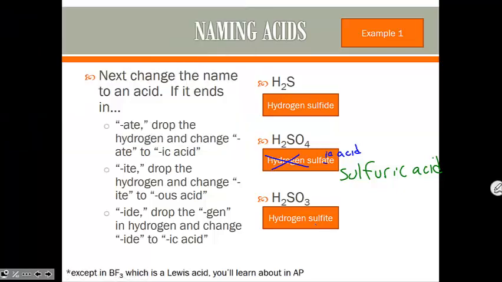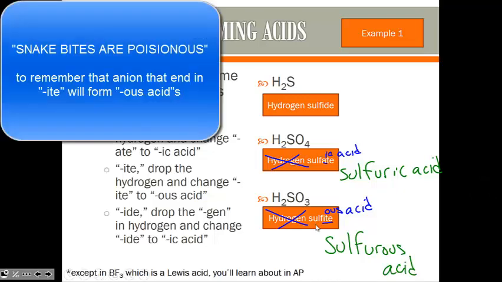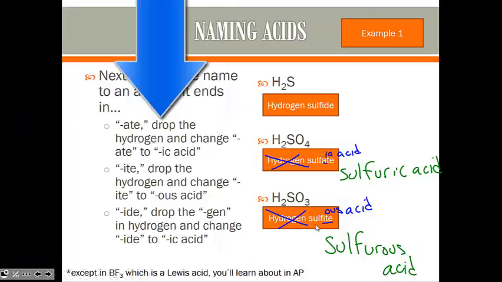If you have an oxyacid that ends in ite, we drop the hydrogen completely again and change ite to ous acid. So hydrogen sulfite becomes sulfurous acid. You can remember this by "snake bites are poisonous." Ites become ous, ates become ic. "I ate icky acid, and snake bites are poisonous."